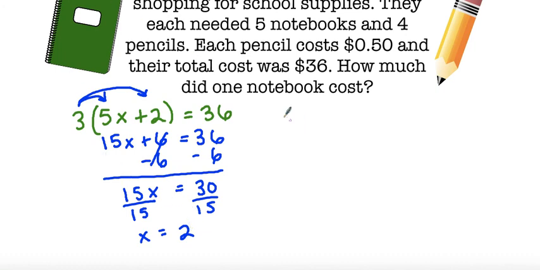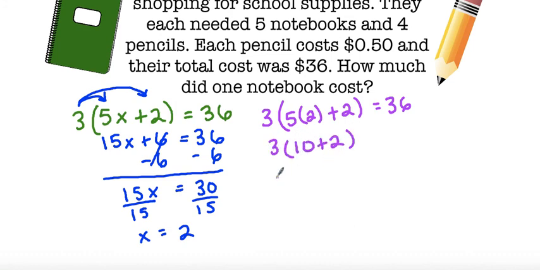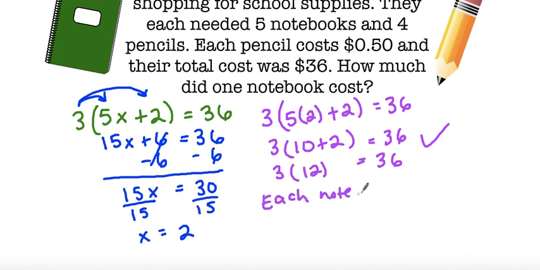So let's go back and check. And again, I'm just substituting in for x. So let's see if that's true. So we end up with 3 times 12, which is 36, so that is correct. So each notebook costs $2. And that's it.